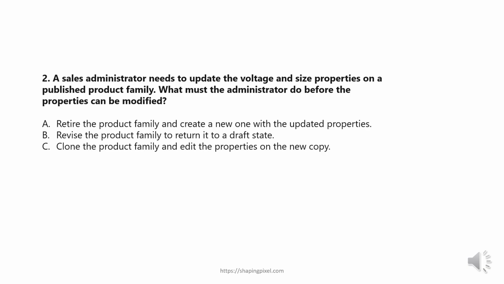2. A sales administrator needs to update the voltage and size properties on a published product family. What must the administrator do before the properties can be modified? A: Retire the product family and create a new one with the updated properties. B: Revise the product family to return it to a draft state. C: Clone the product family and edit the properties on the new copy. Correct answer is option B.